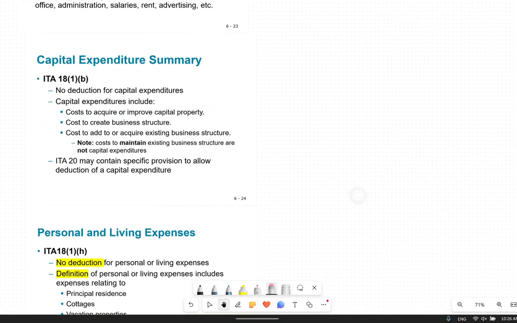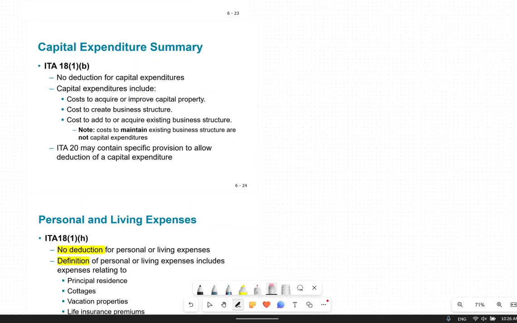This is a summary of some of the capital expenditures that the company can have under Income Tax Act 18, subsection 1 under B. So what is included? No deduction for capital expenditure. Now this is a summary. So now capital expenditure, what does it include?